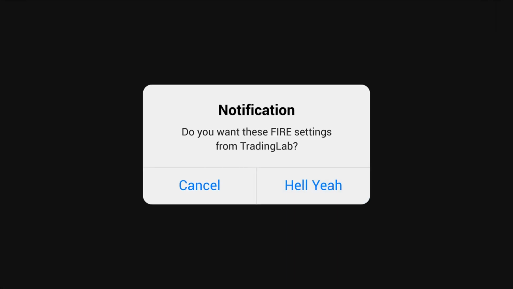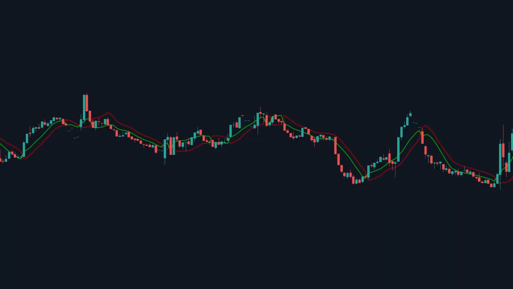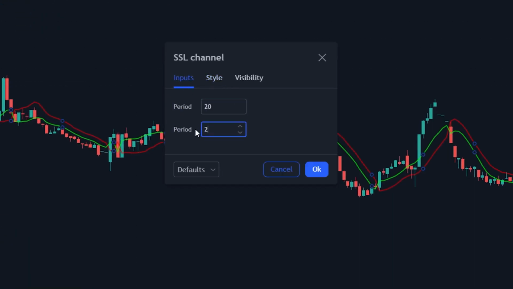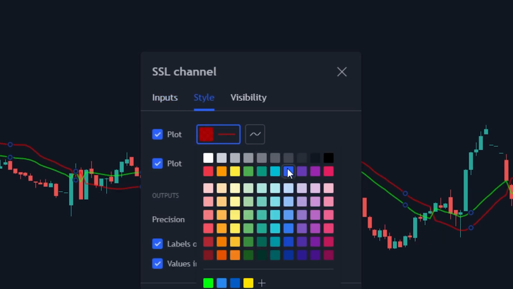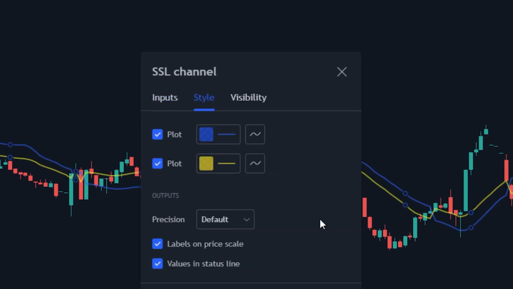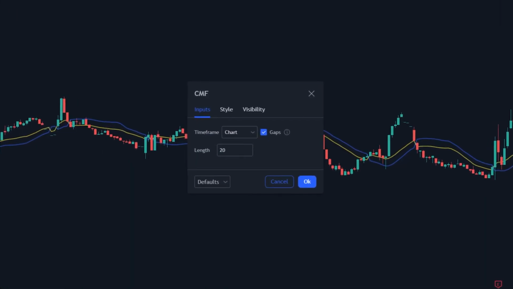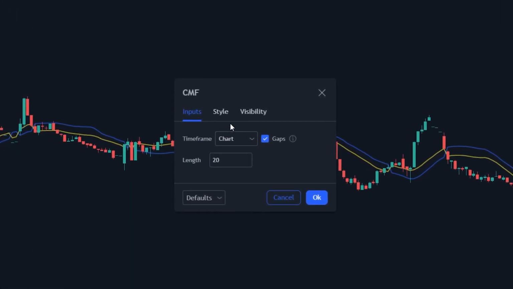So now that we have all the indicators added, let's change the settings a bit. Go to the SSL channel indicator first, change both the periods from 10 to 20. Then I'm also going to change the colors to blue and yellow so they're easier to see on the chart. Was it blue? Yellow. Next, go to the settings of the Chaikin money flow indicator.